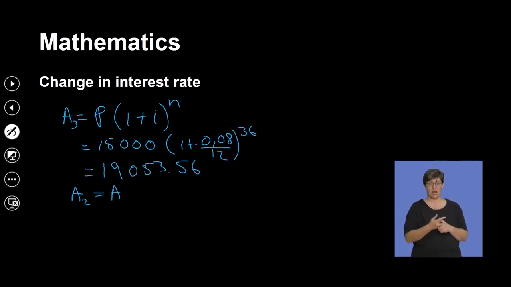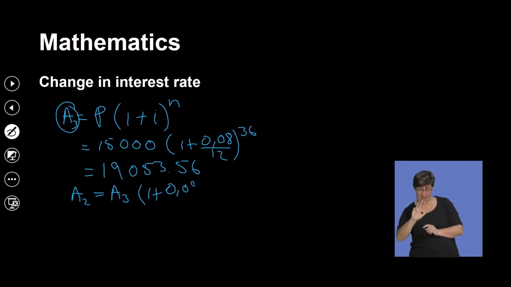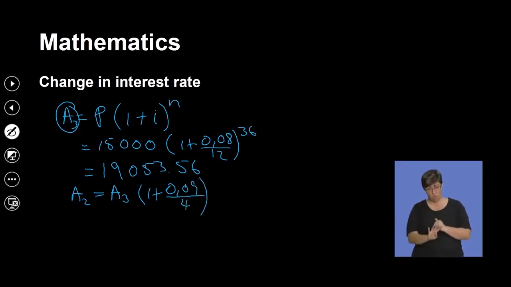It will be the principal amount, which will now be the A3. So that's what he got for the 3 years, times 1 plus the changed interest, which is 0.09 over 4. Why? Because this is now compounded quarterly, right? And this is to the exponent of, remember, it was for 2 years, so that means it's 8. So that's what we will have there.